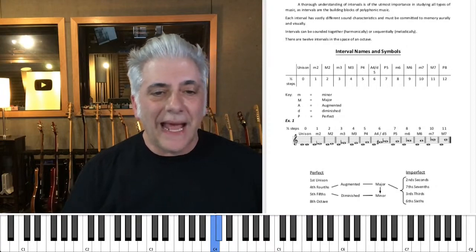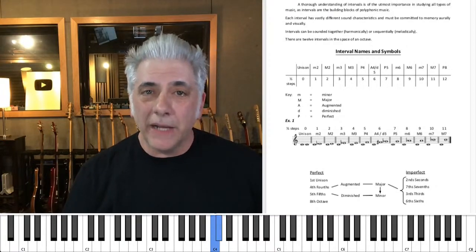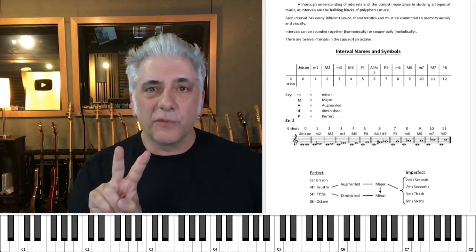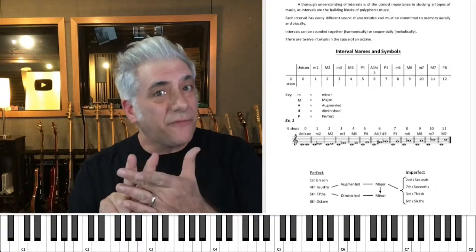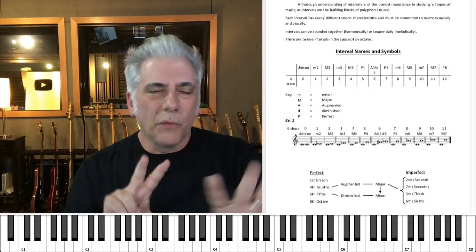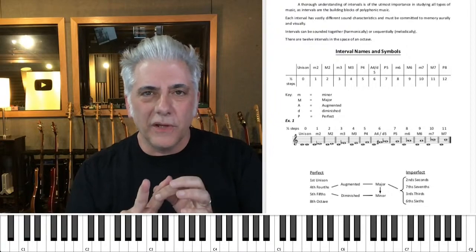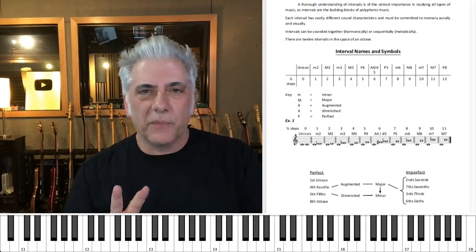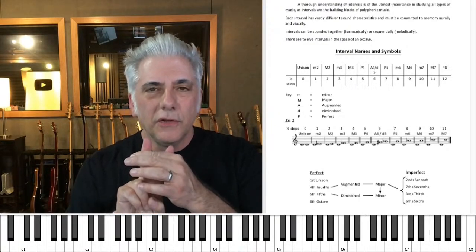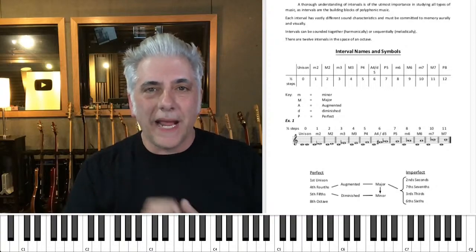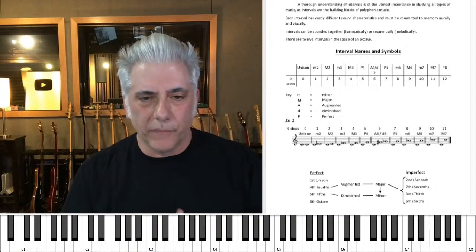C to D flat is a minor second. There are still 2 letter names spanned, C and D, or C and D flat, right? Don't worry if it's flat or sharp. As long as you just look at the letter names, you don't look at sharps and flats. So two letter names spanned, 1 half step. That is a minor second, okay?